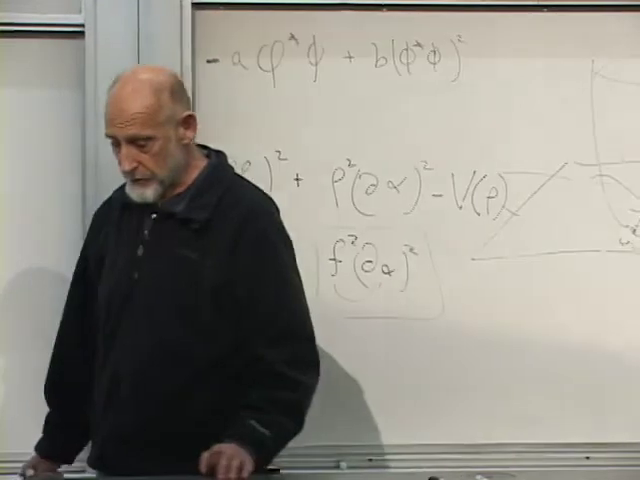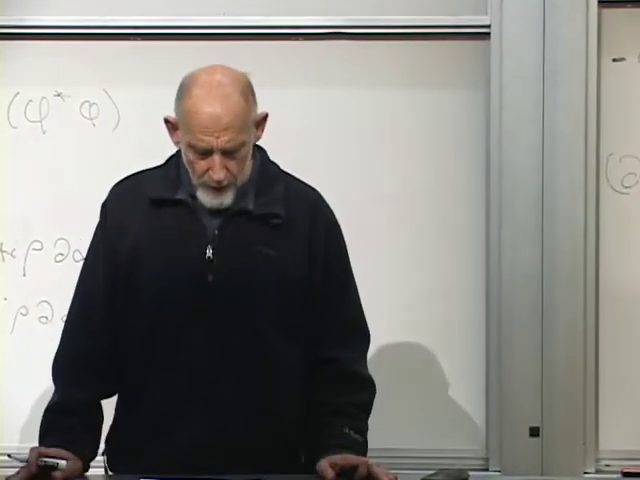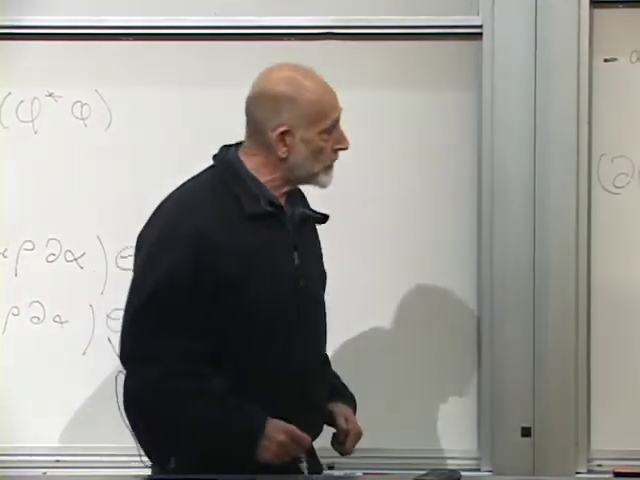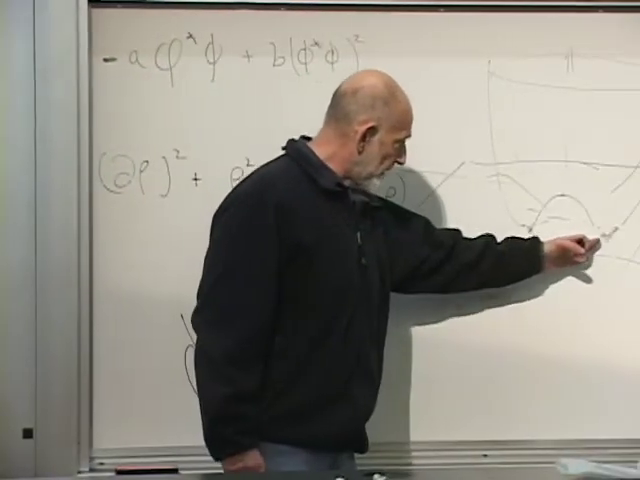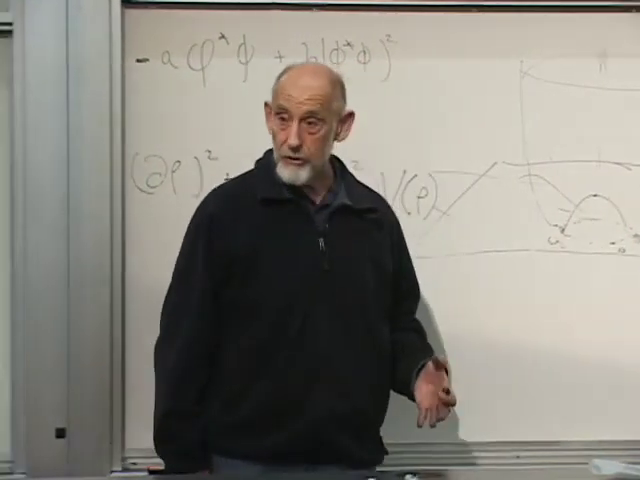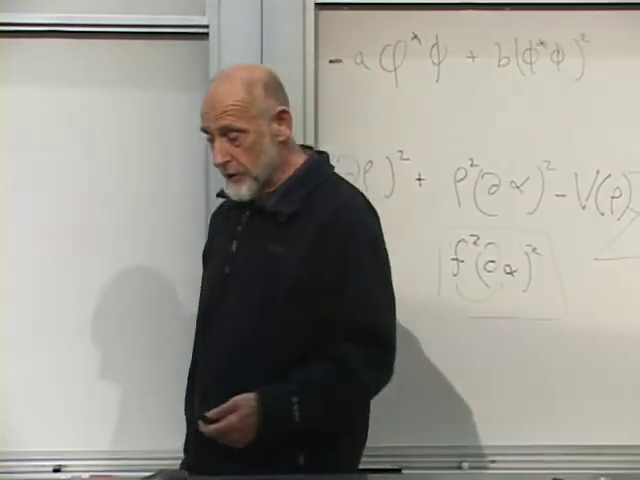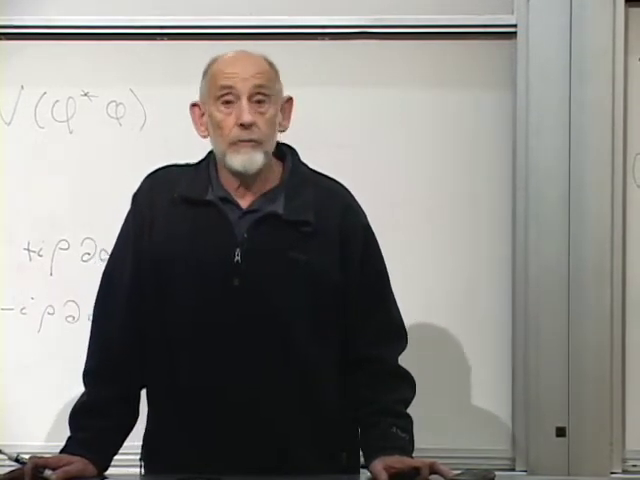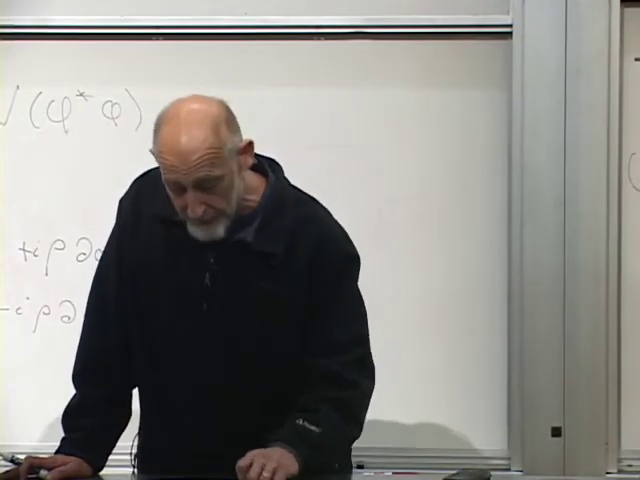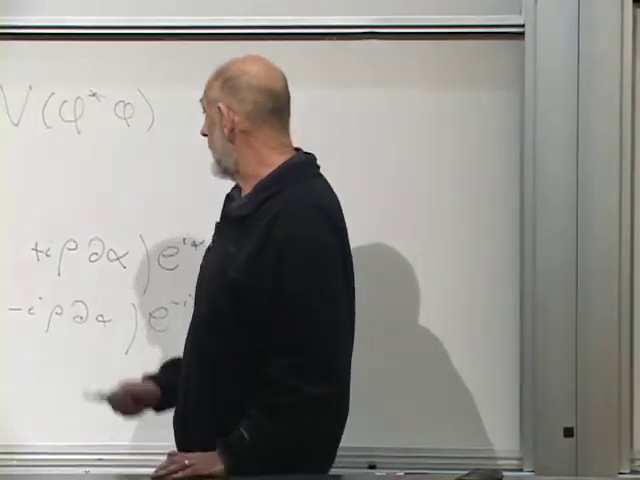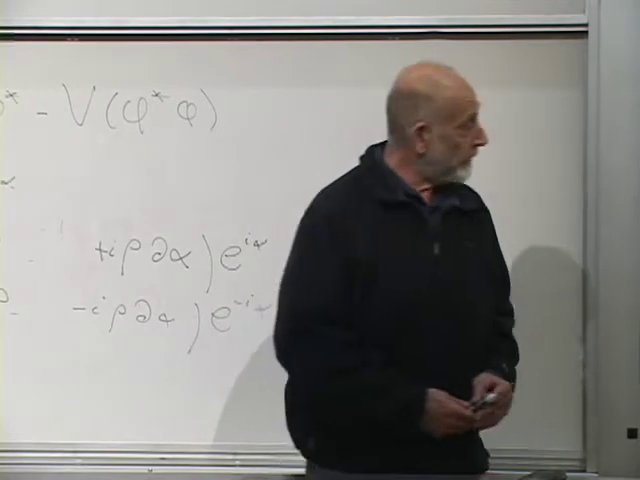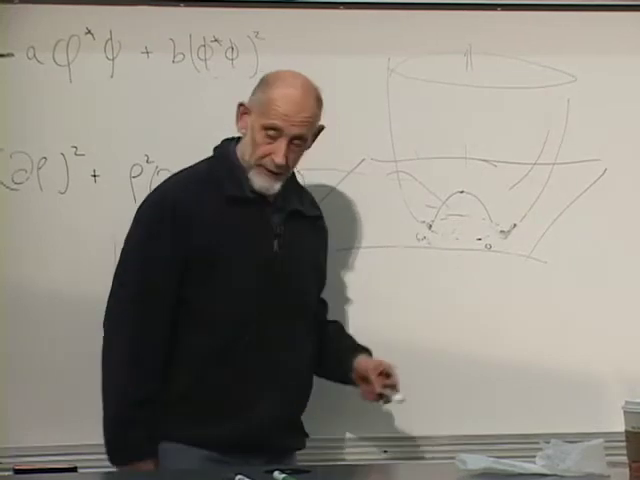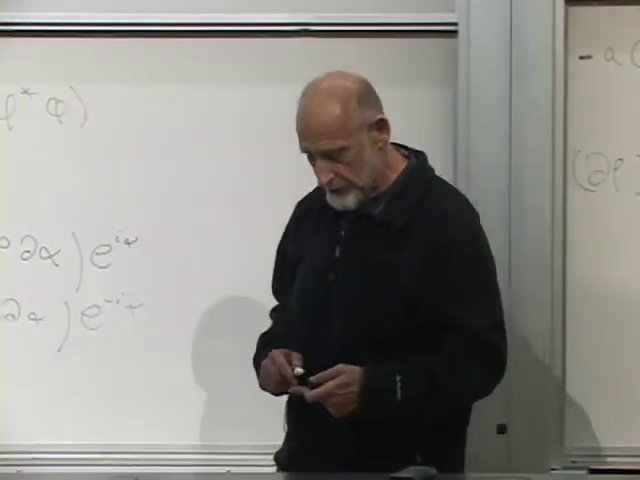A Goldstone boson is a particle, or a Goldstone field is a field, which is massless, which has no restoring force by virtue of a symmetry, by virtue of the fact that you're moving the field in a direction that costs no energy. Right? So whenever you have a spontaneously broken symmetry, there are Goldstone bosons. Let's leave it at that. In this case, the Goldstone boson is the quanta of the field alpha, which is just motion along this track here. That's a very important concept in physics.